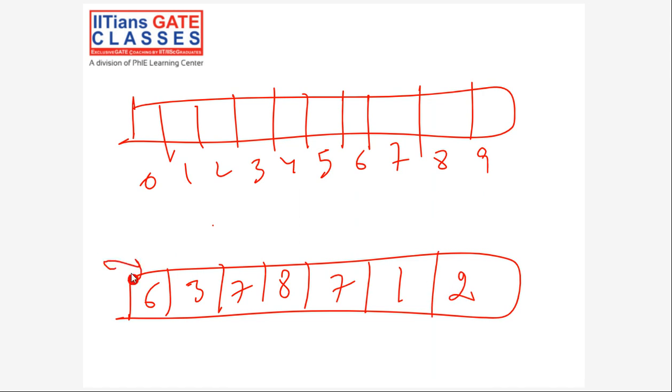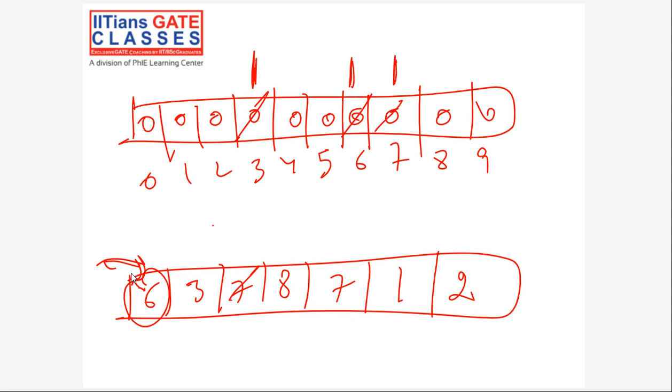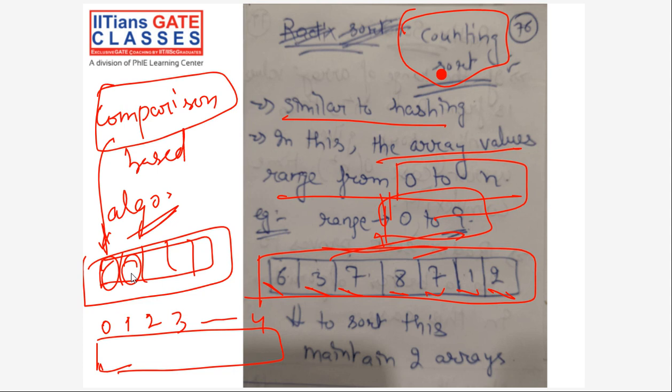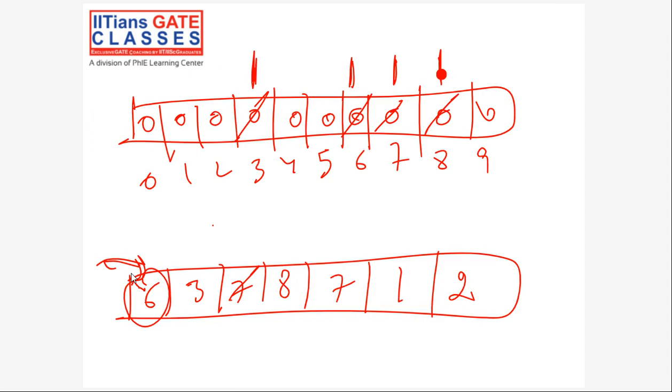I'll initialize all the values in this array as 0, and I will start scanning the input array. 6 comes, so I'll increment this to 1. 3 comes, I'll increment this to 1. 7 comes, I'll increment this to 1. 8 comes, I'll increment this to 1. There was another 7. Again a 7 comes, I'll increment this to 2. 1 comes, I'll increment this to 1. And 2 comes, I'll increment this to 2.